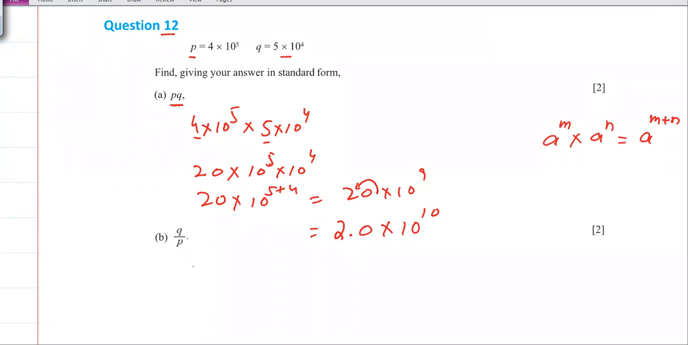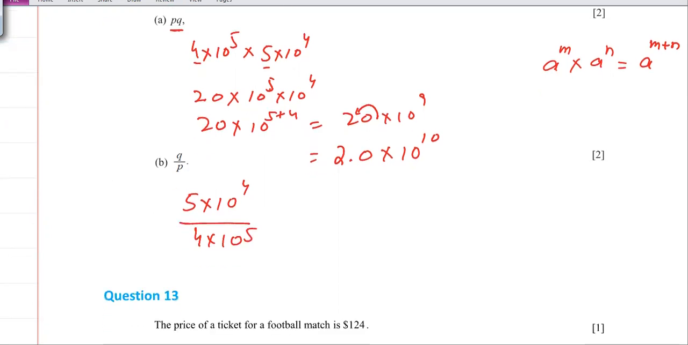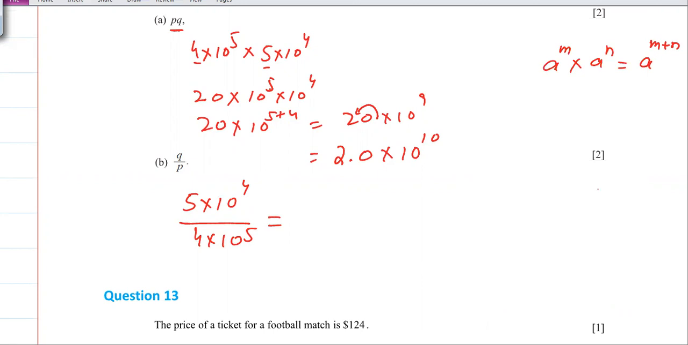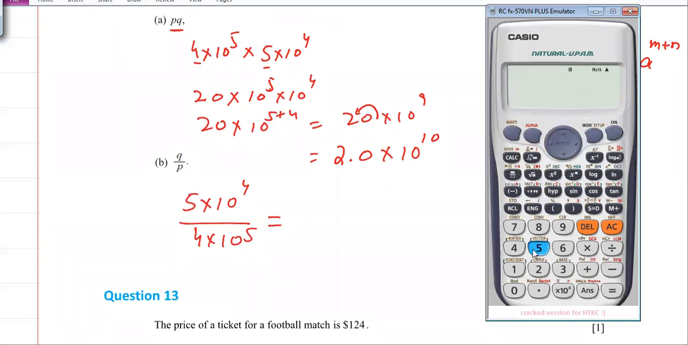Now what is the value of Q? It is 5 into 10 to the power 4, over P, which is 4 into 10 to the power 5. What you can do is write 5 over 4, because you have to show some working. Directly, I could ask you to use the calculator, but it is a 2 mark question, so you must show some working. 5 divided by 4 is 1.25.